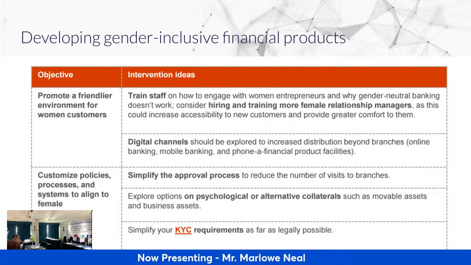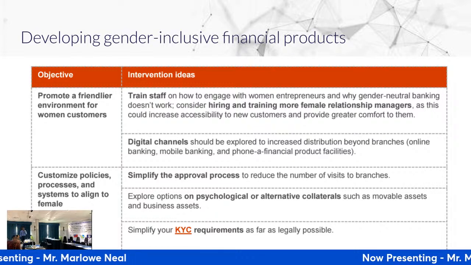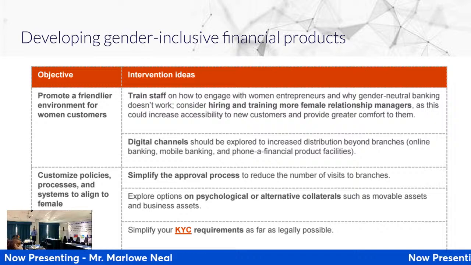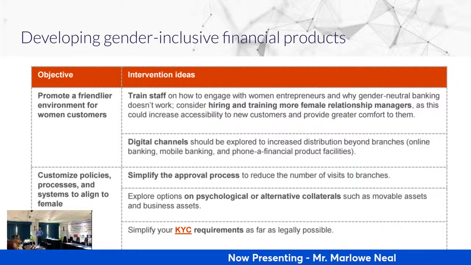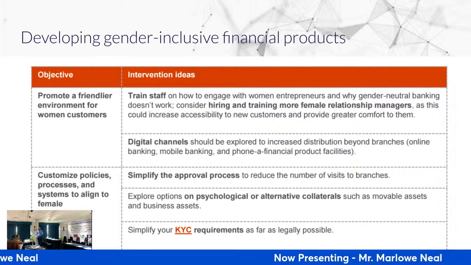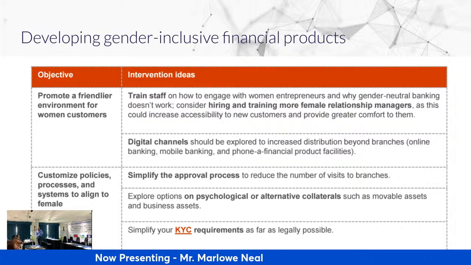Explore options on psychological or alternative collateral. We mentioned that yesterday, and we saw the case about the collateral registry in Colombia, whereby it was operational, but they really didn't have the templates to value movable objects. That was one. And the second is that Colombia didn't have the legislation to actually support lending to that demographic. So with those two changes, with the templates and with the legislation, they were able to unlock credit to women entrepreneurs.